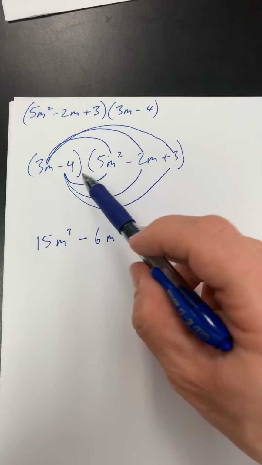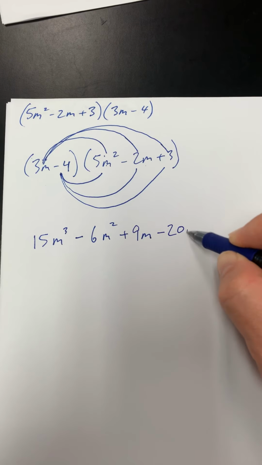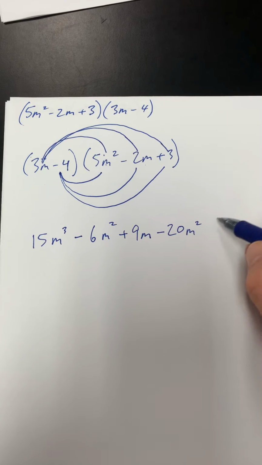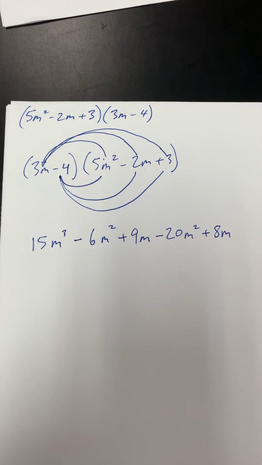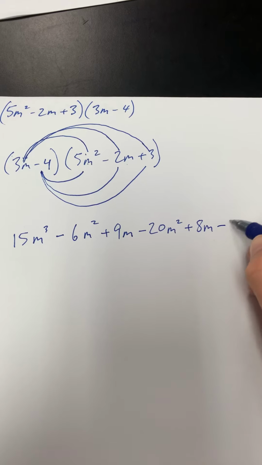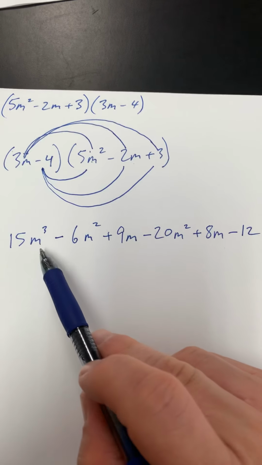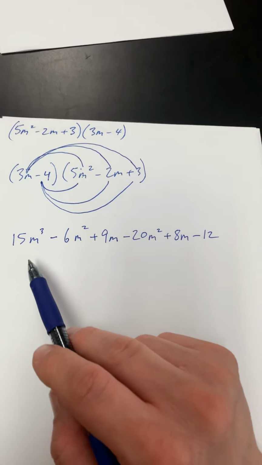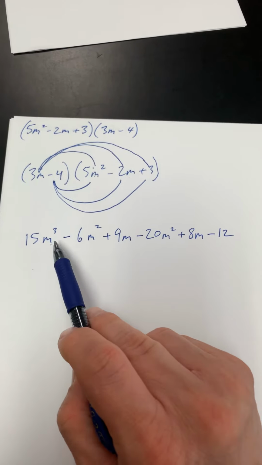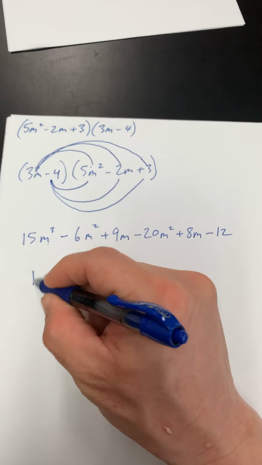Now, negative 4 times 5m squared, negative 20m squared. Negative 4 times negative 2m, positive 8m. And negative 4 times positive 3, negative 12. Now, just combine your like terms and make sure your answer is in descending powers of m. There's not another m cubed to combine with this, so we're going to have 15m cubed.